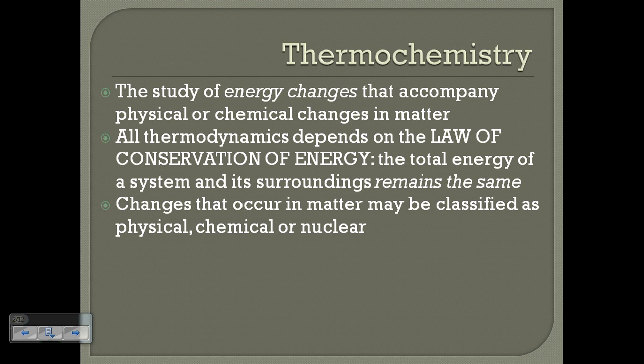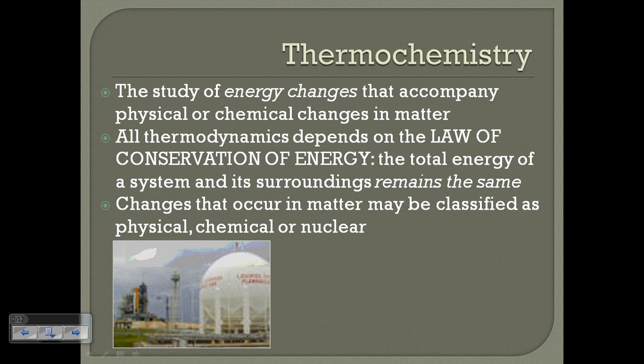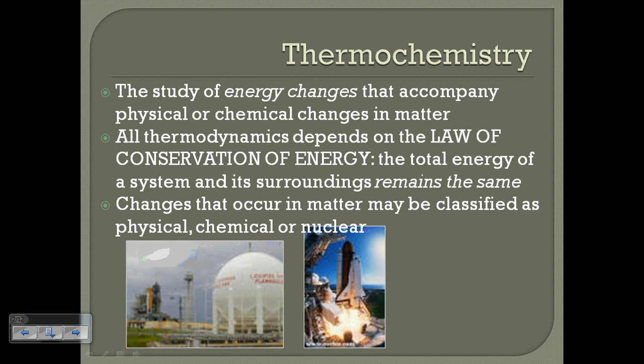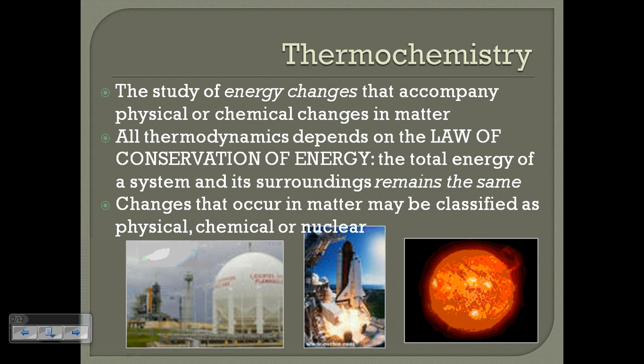The changes that can occur in matter can be classified as a physical change, a chemical change, or a nuclear change. Now, obviously, in this class, we're not going to do any examples of nuclear reactions, but we can see some physical and some chemical changes, and we're going to measure how much energy is involved in those. So here are a couple of pictures just to show you some different types of reactions. So some physical reactions of water evaporating, condensing, and all that. Some chemical changes, for example, igniting fuel for a rocket, and nuclear changes, so what happens on our sun.